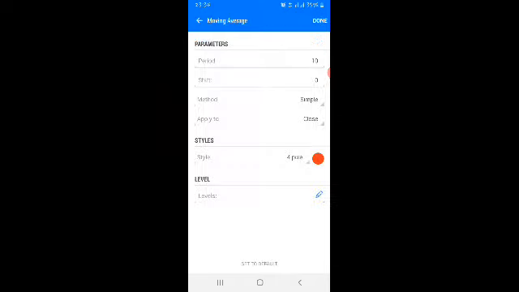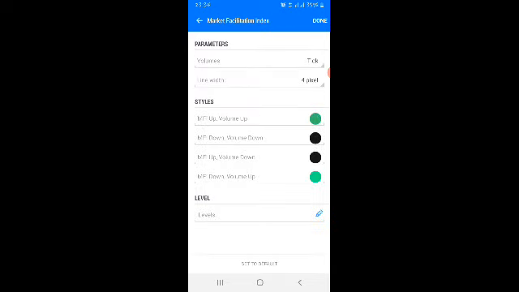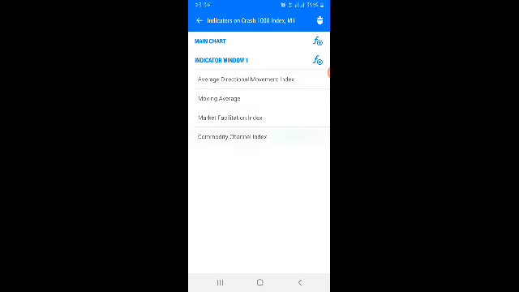And then the next one is the moving average. Period 10, method simple, apply to close, and 4 pixel also. Market Facilitation Index, the volume is tick. The line width is 4 pixel, just as you see on my screen. Then you set your colors like this, guys.